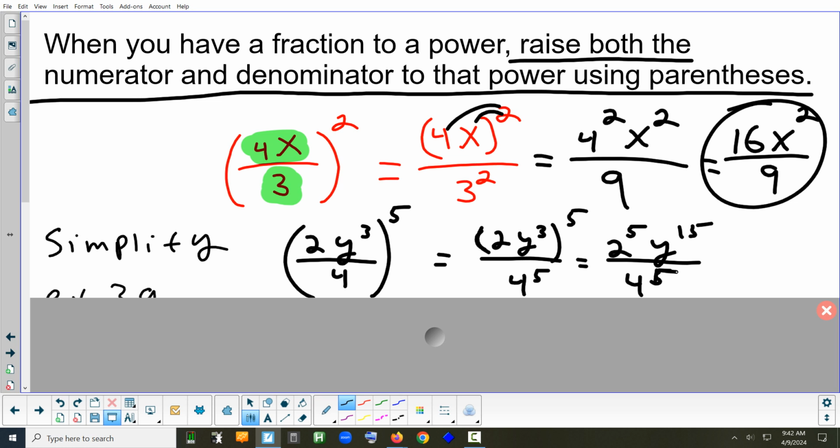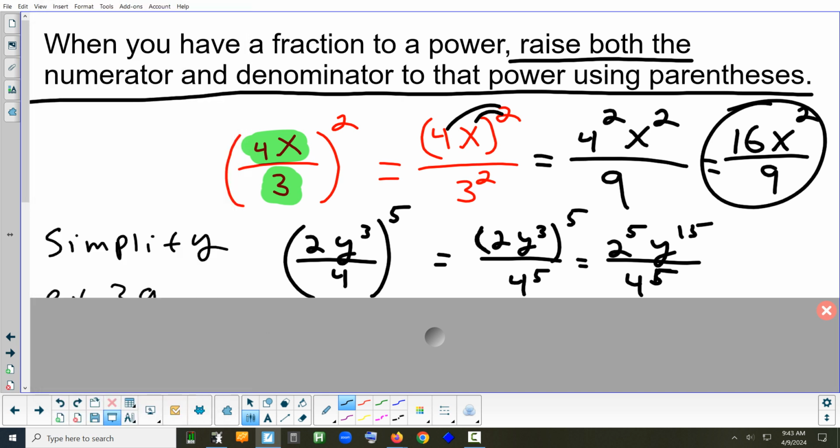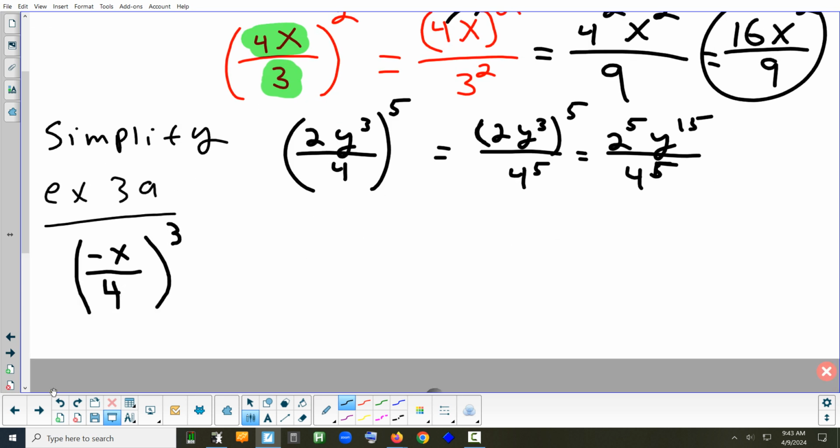So the only thing I would do with that is now just use my calculator, figure out what 2 to the 5th power is and what 4 to the 5th power is. 4 to the 5th power, it's not actually that big. It's 1,024. So that's small enough, we could still do that out. And 2 to the 5th power is 32. All right, so now I think it's actually just like the ones we just did. All right, let's try example 3A.